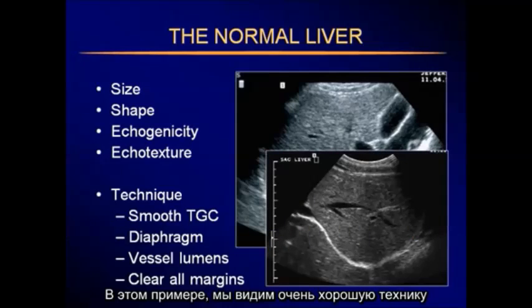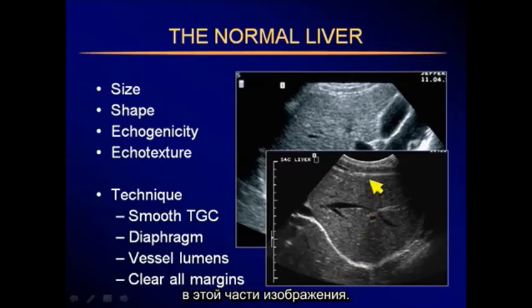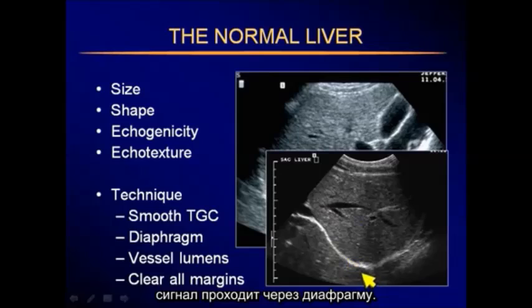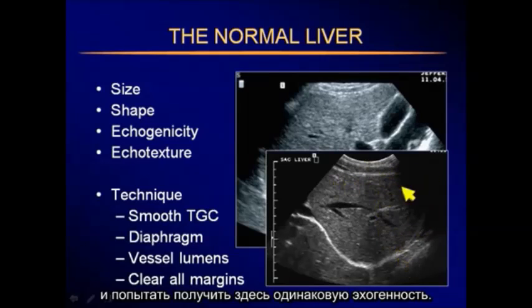liver. In this case here, we have very good technique coming through this side of the image. We have nice echogenicity, clear vessels. We get through to the diaphragm, but here we seem to have some kind of division, some kind of dropout of sound, so we would have to correct that, either apply better pressure on the abdominal wall and try to even out the echogenicity here of the liver.